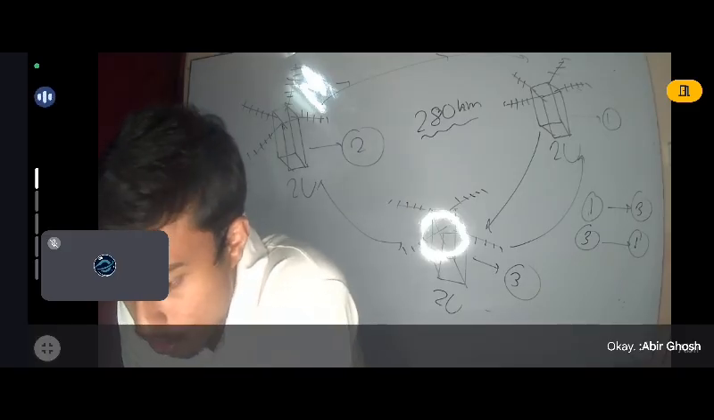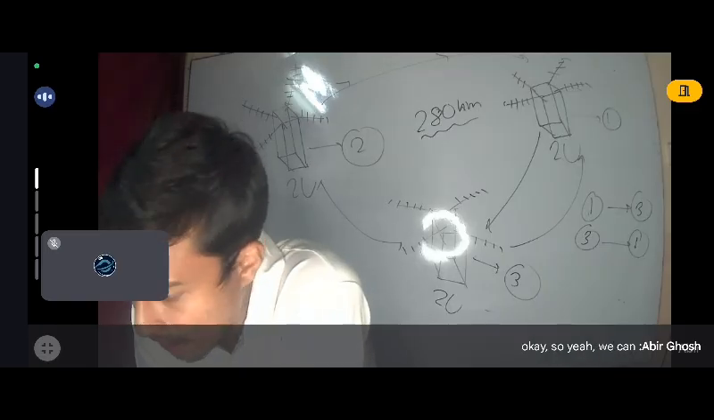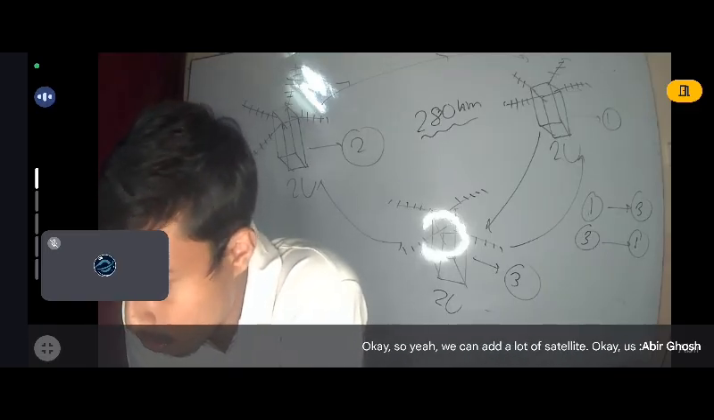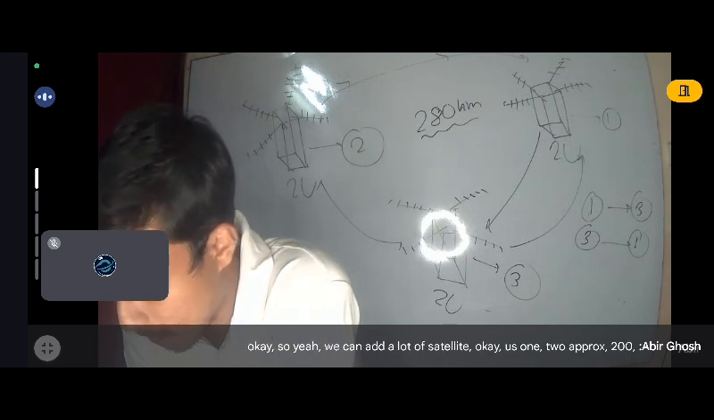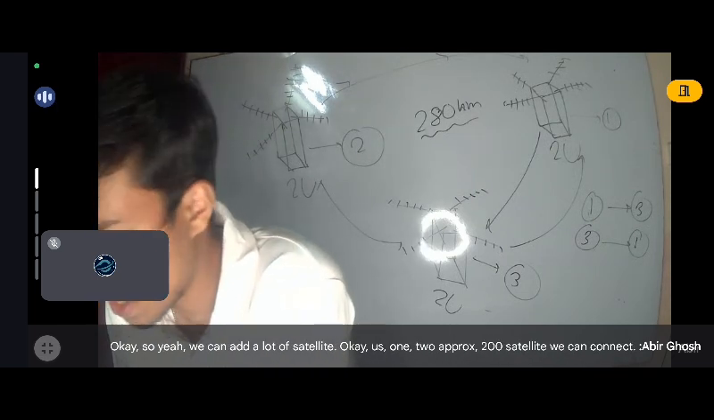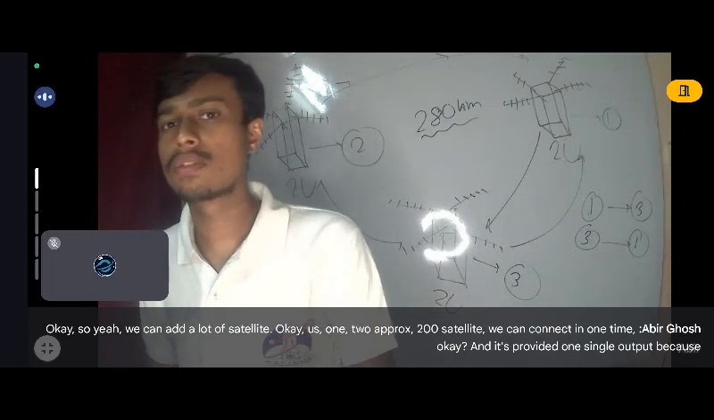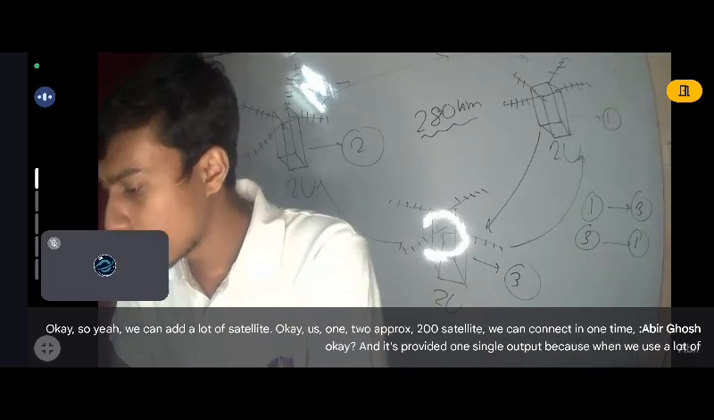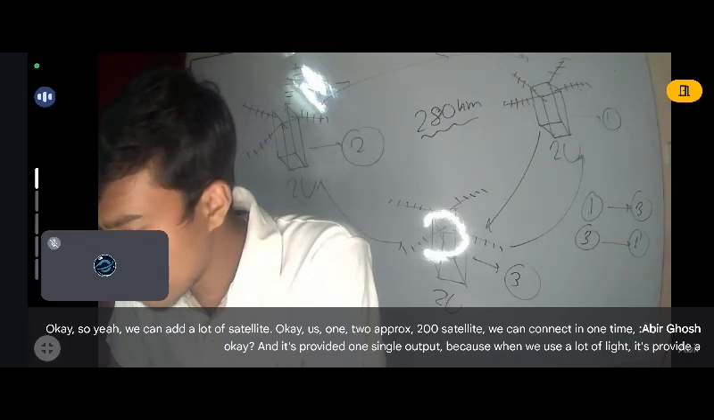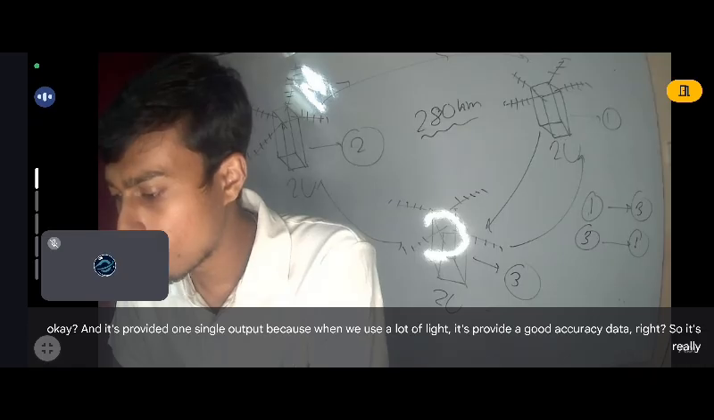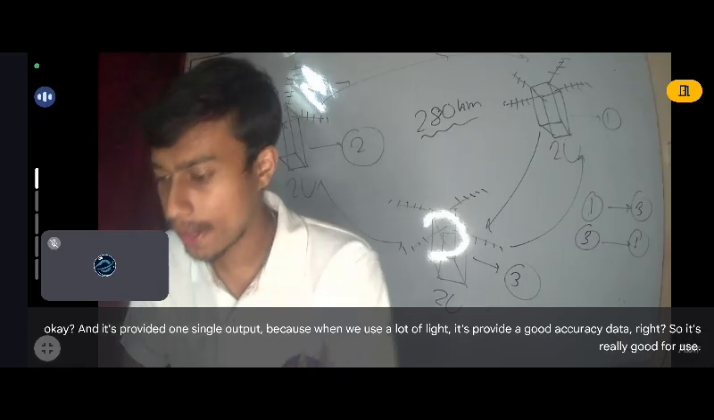Okay. So we can add a lot of satellites. Approximately 1 to 200 satellites we can connect at one time. And it provides one single output, because when we use a lot of satellites, it provides good accuracy data, right? So it's really good to use.